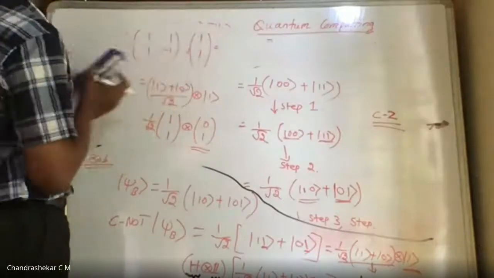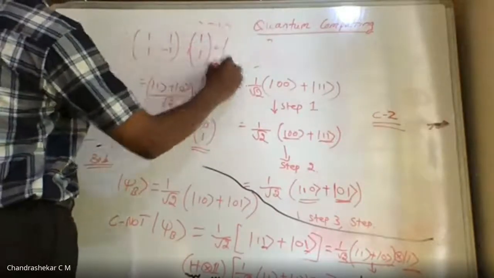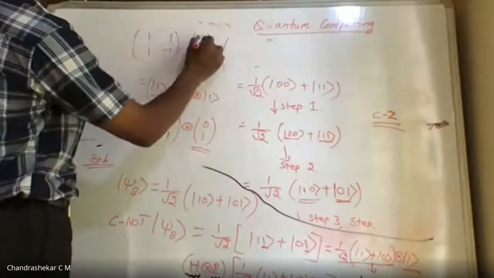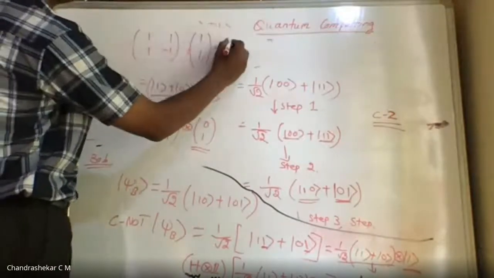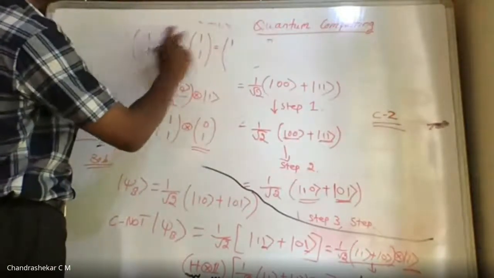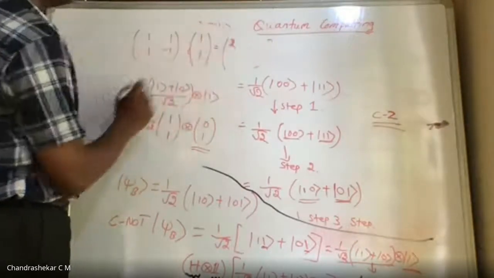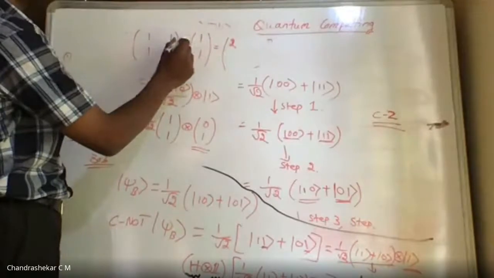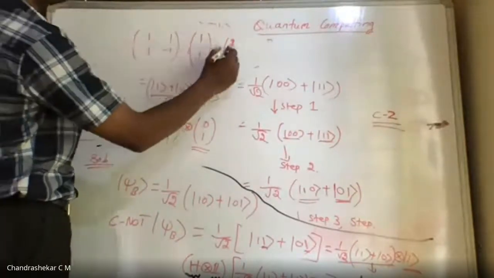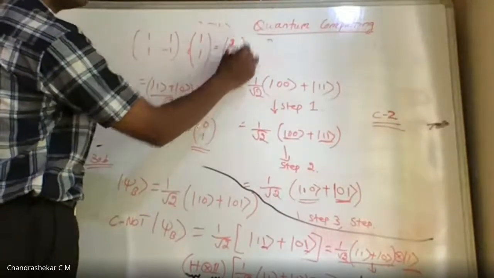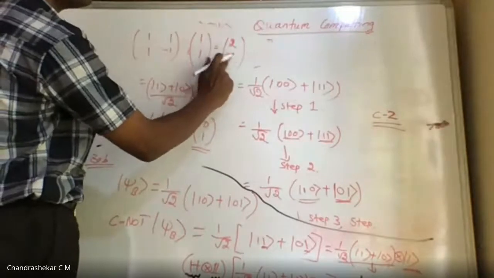For the time being, we can ignore this point. We'll just do the multiplication of this matrix. 1 1, and this will be 1 1. So this will be 1 plus 1, which is 2. And this will be 1 minus 1, so 1 minus 1 will become 0.